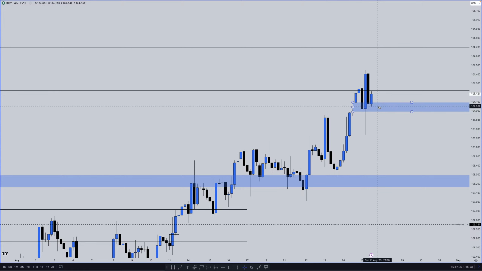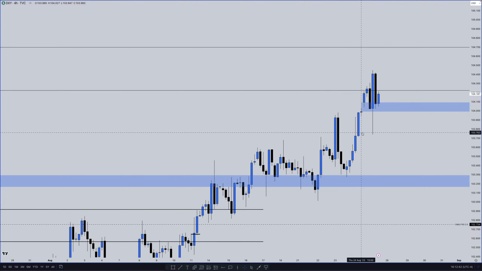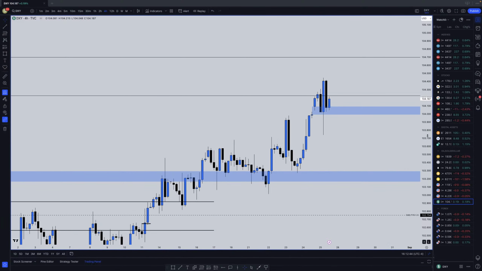However, my bias is invalidated if we do get below this breaker. Then I'll just have to wait for more information and reassess where we're at the time. However, I am looking for higher prices, and I do want to see us rally from this bullish breaker in here. So with that, let's take our attention to the bond market.